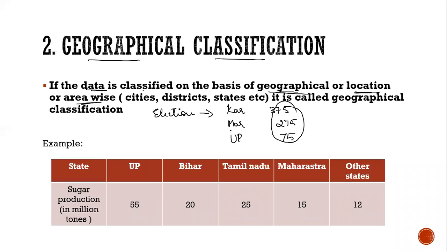But we focus on that geographical area, or geographical location. So that is called geographical classification. You classify the statistical data based on their geography, based on the state, based on the district or area wise. That is called geographical classification.